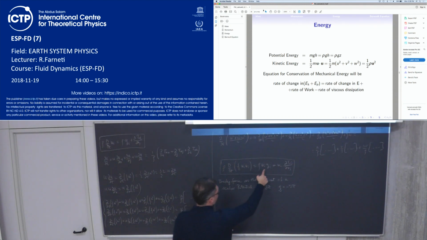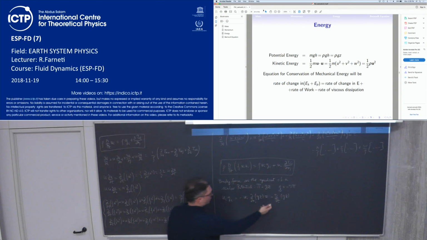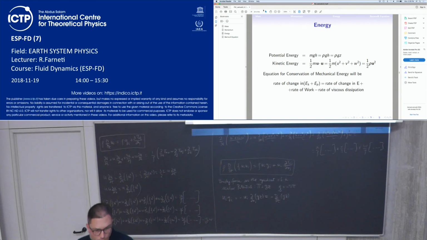So you can write this UIGI plus minus UI d by dx of GZ, so the gradient of my potential, which is in fact equal to minus the Lagrangian derivative of GZ. And I can write this as the Lagrangian derivative because d by dt is equal to 0, d by dx is equal to 0, d by dy is equal to 0, the only component is d by dz, which is exactly what we have.